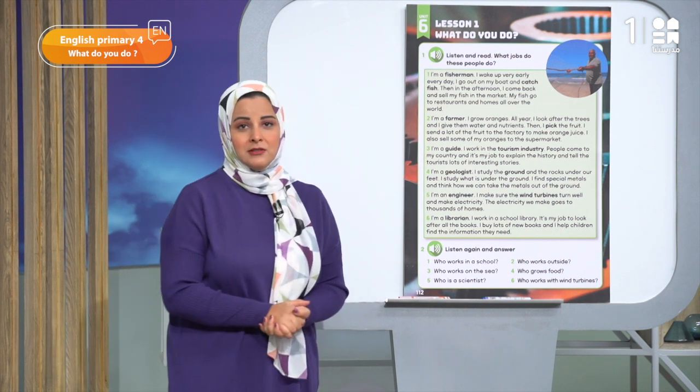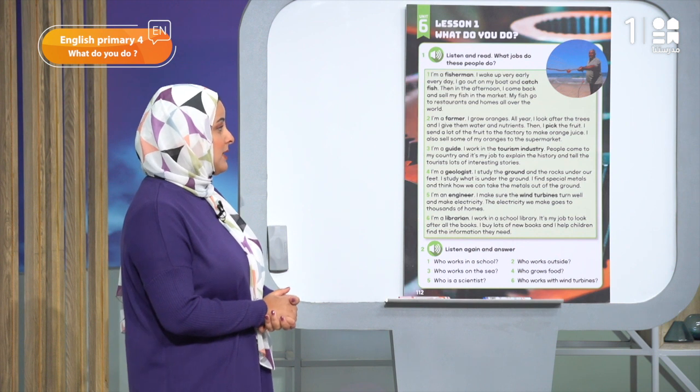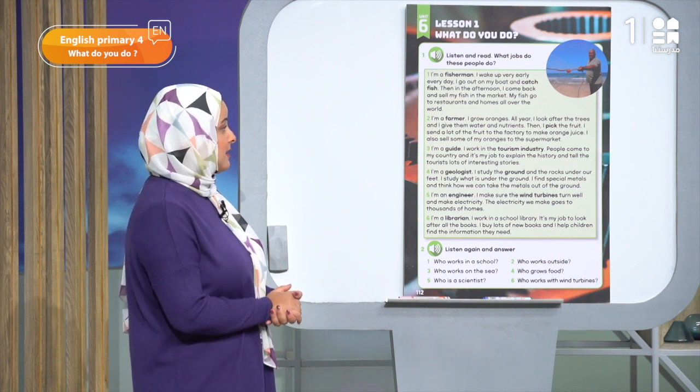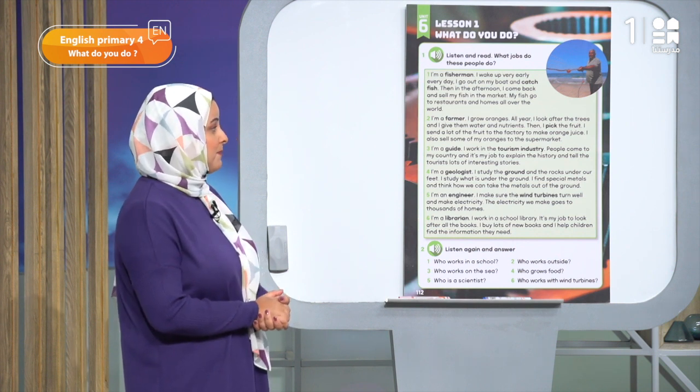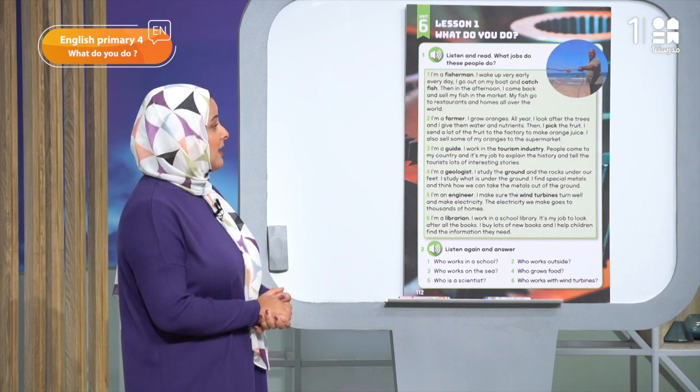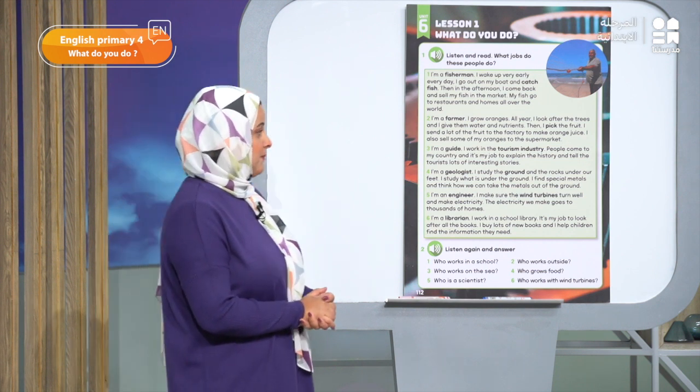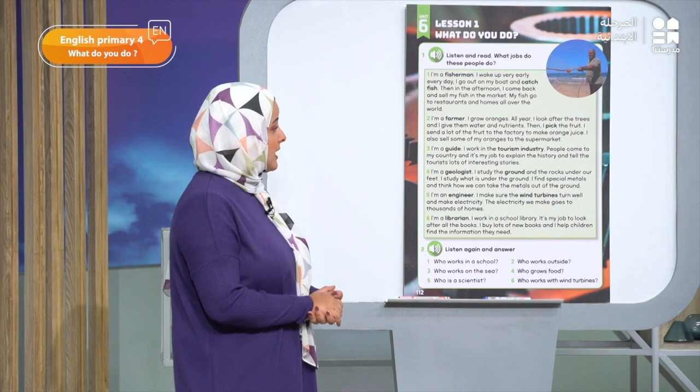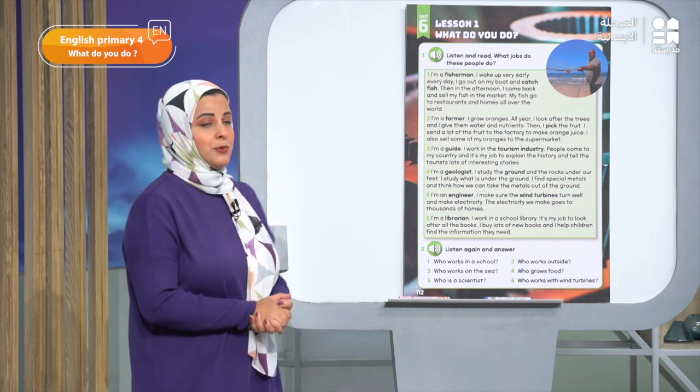I'm a farmer. I grow oranges. All year I look after the trees and I give them water and nutrients. Then I pick the fruit. I send a lot of my fruit to the factory to make orange juice. I also sell some of my oranges to the supermarket.